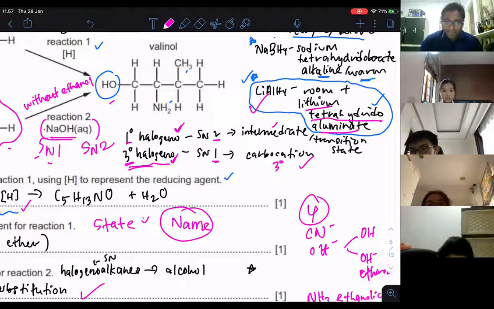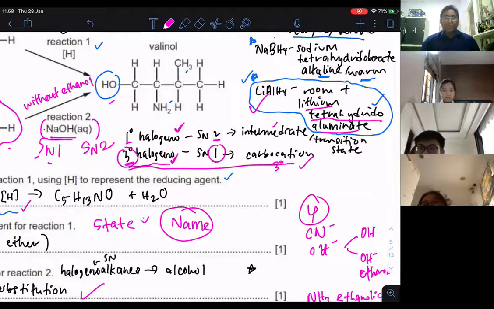Basically by this relationship. If I have a tertiary halogenoalkane, I want a carbocation. What kind of carbocation do I want? I want a tertiary carbocation. Because it is number 3, I want to form it using Sn1. So that tells me Sn1 is the formation of carbocation. So I actually get my information using that.